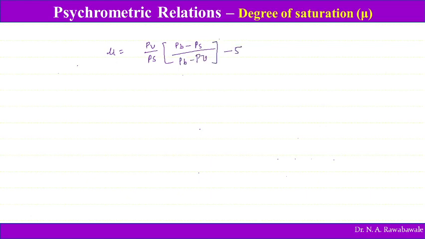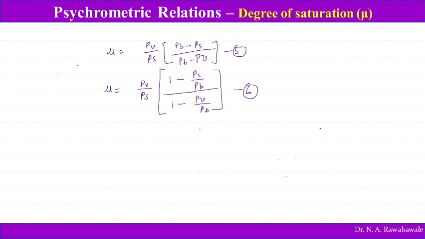We call this equation number 5, say, and equation number 6: mu is equal to PV divided by PS, times 1 minus PS divided by PB, whole divided by 1 minus PV divided by PB. So we call this equation number 6. Equation number 5 and 6 give the same thing, that is the degree of saturation or percentage of humidity.